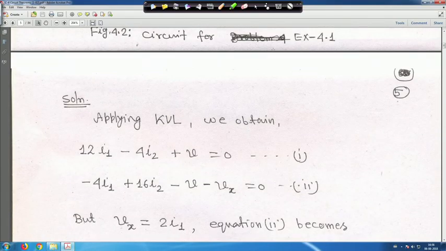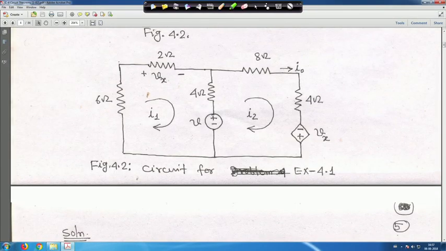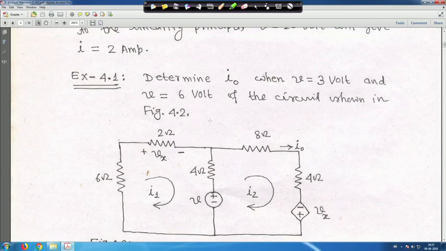If you apply KVL, two meshes will give you two equations. One is 12 I1 minus 4 I2 plus V is equal to 0, and then minus 4 I1 plus 16 I2 minus V minus Vx is equal to 0, but Vx is equal to 2 I1. This voltage is V, and you find I0 when V is equal to 3 volt and when V is equal to 6 volt.